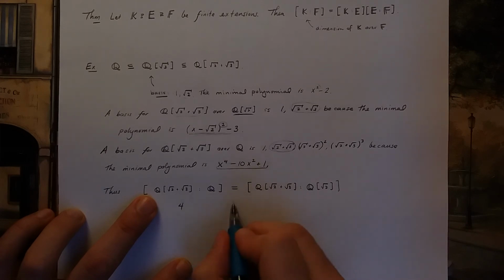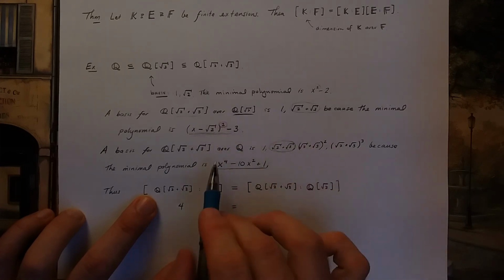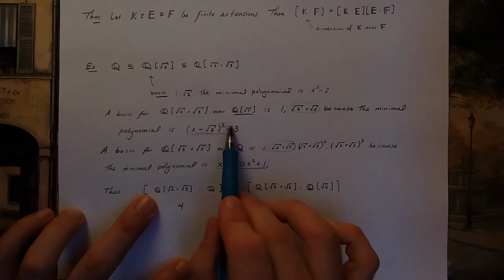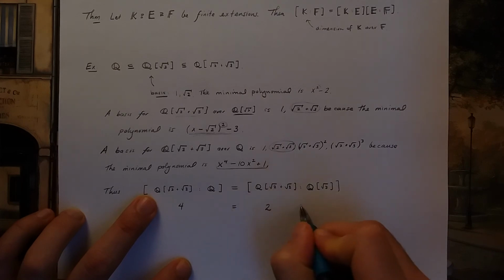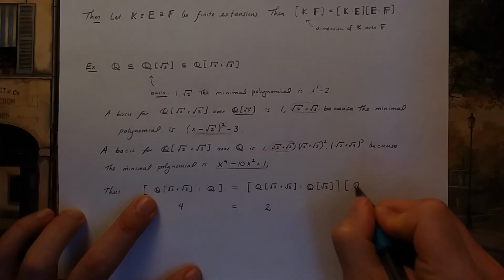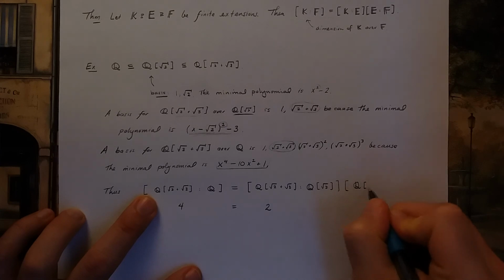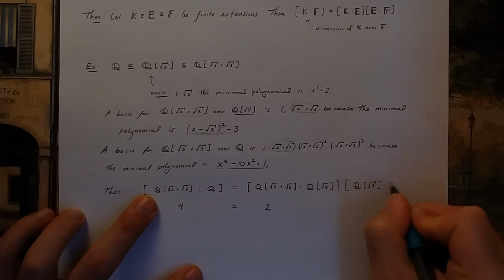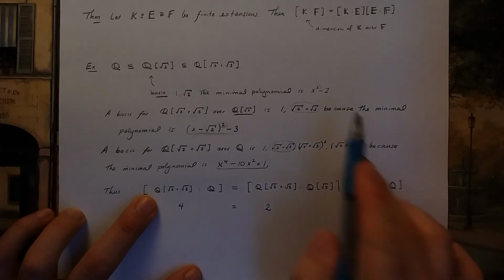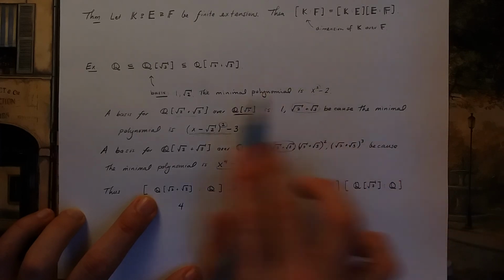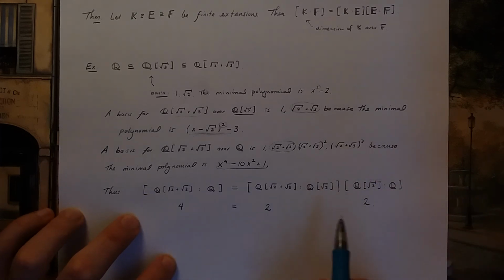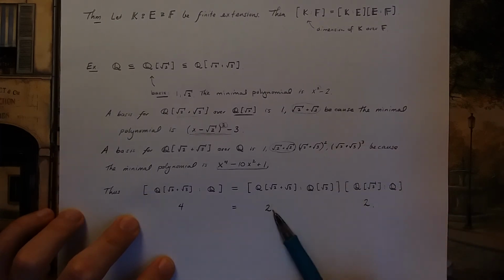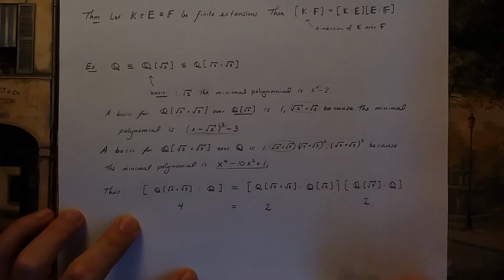That has dimension 2 because, where are we? Right here, this polynomial is degree 2. I have 2 elements in a basis. So that's 2. And lastly, Q square root of 2 over Q is also 2. The minimum polynomial is x squared minus 2, and a basis is 1 and square root of 2. There we go. We have now shown that 2 times 2 equals 4. All right, wonderful. I'll do another example in the next video.